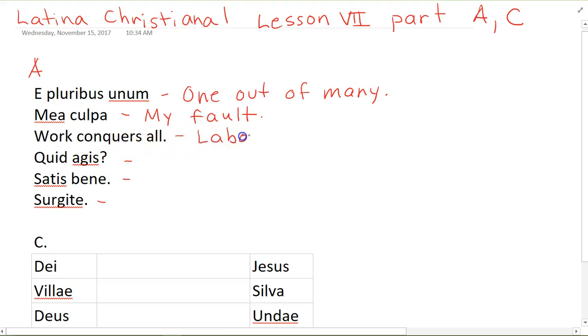Labor omnia vincit. Work conquers all. Quid agis? This is new.